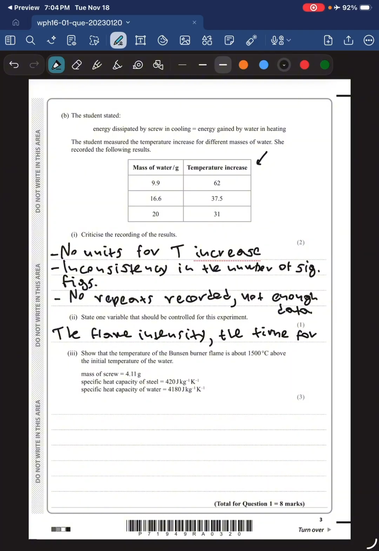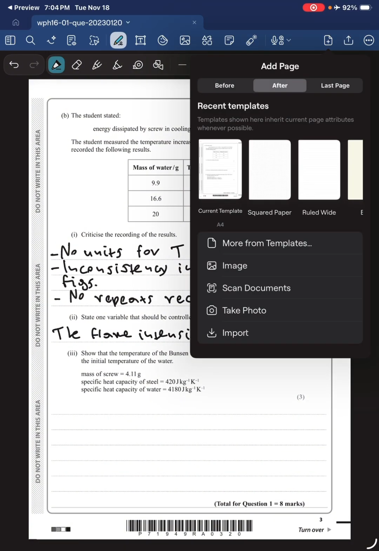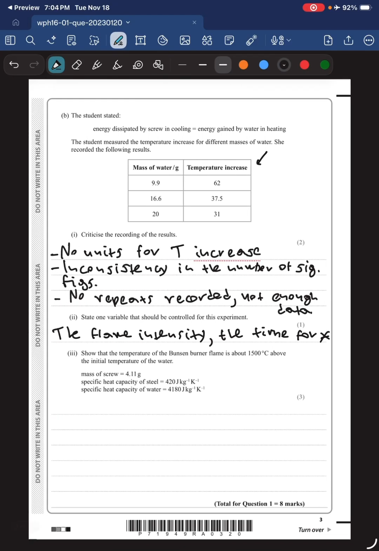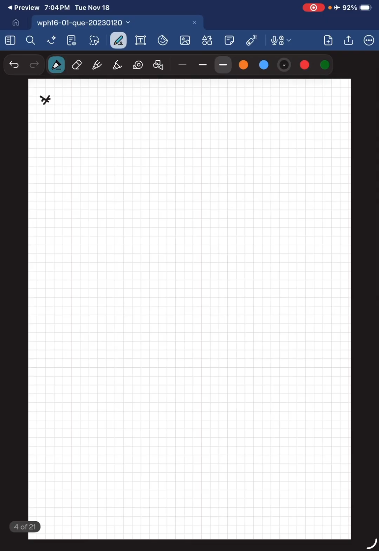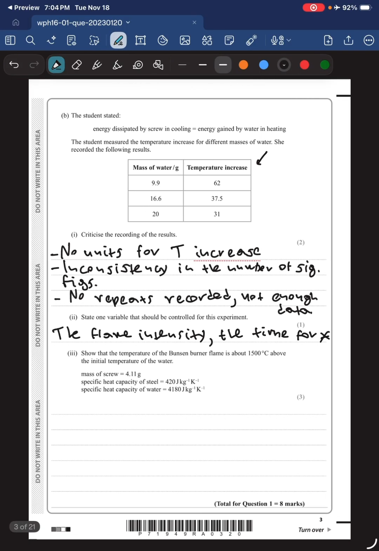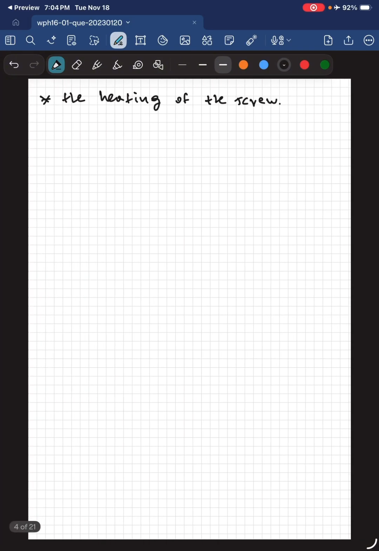Let me use a clean page here. So I'm going to move over here. So the time for the heating of the screw. I do make an effort to have better handwriting, so let me know in the comments if you notice any improvement, but it's really hard for me.